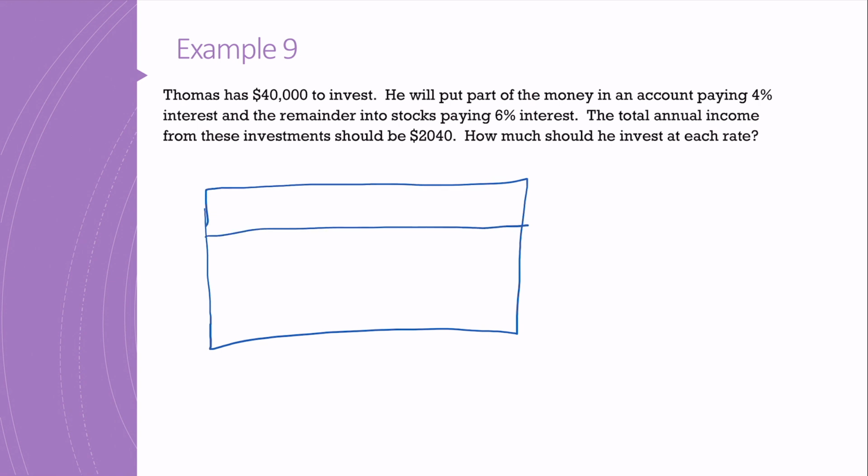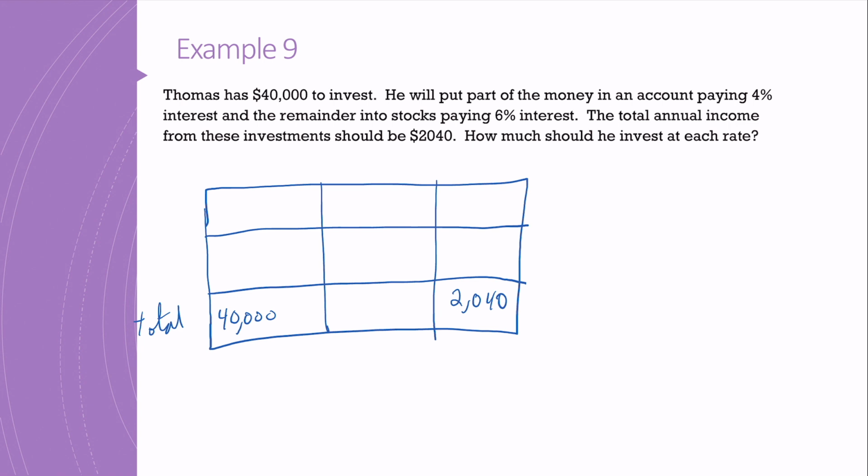that's my table drawing sound. So, we have, in the end, he's going to have $40,000 that he invested, and he's going to earn $2,040 of interest. So this is our interest, and this is the amount invested. Well, the amount invested times your rate is going to give you that interest. We're looking at two different accounts together, so we really don't need this section right here. My two rates are 0.04 and 0.06.